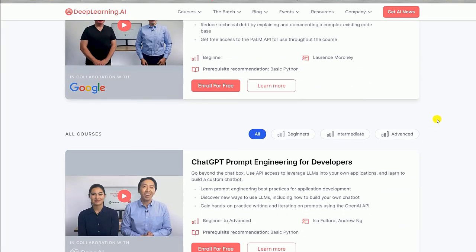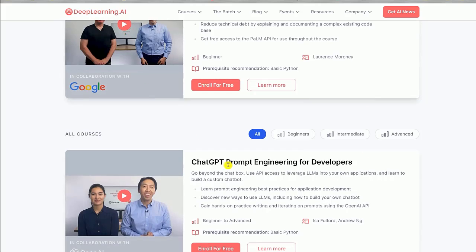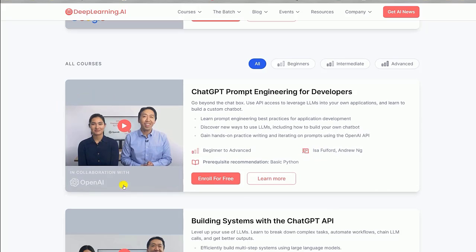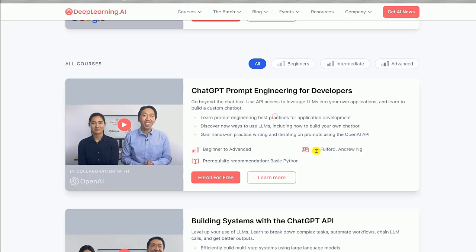I'm about to start taking these 2 courses. I'm going to go through them in a little bit. I started this one already. They're great courses. They're not too long. They have a little built-in Jupyter notebook where you can kind of play around with stuff. And I guess this person, Isa Fulford, she is part of OpenAI. They introduced her in the beginning. So she's somehow part of OpenAI.